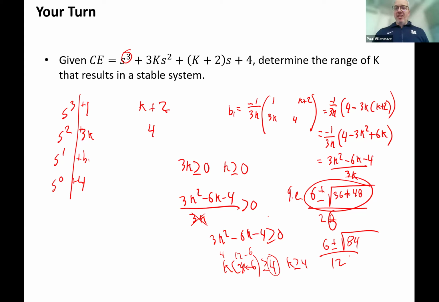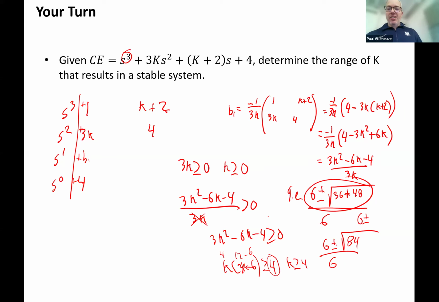9 and change. It's all over 2A, so it's 6, not 12. I'm obviously off my math game. So this is 6. This is right, because it's 2 times A, which is 2 times 3. So the square root of 84 is 9 and change.